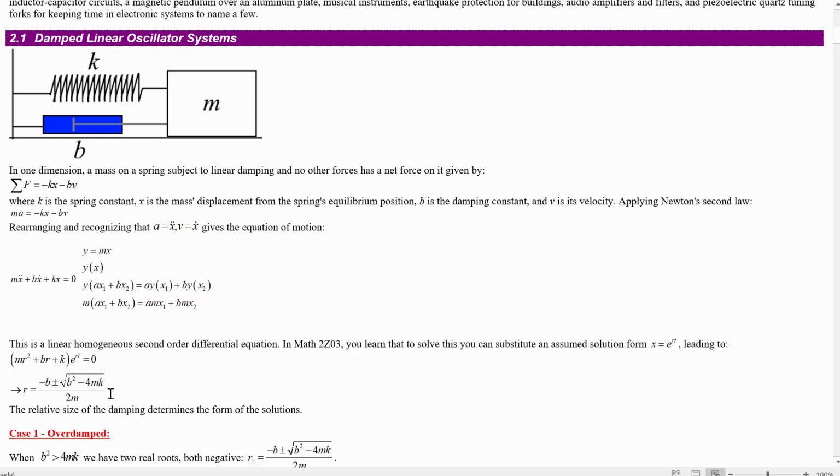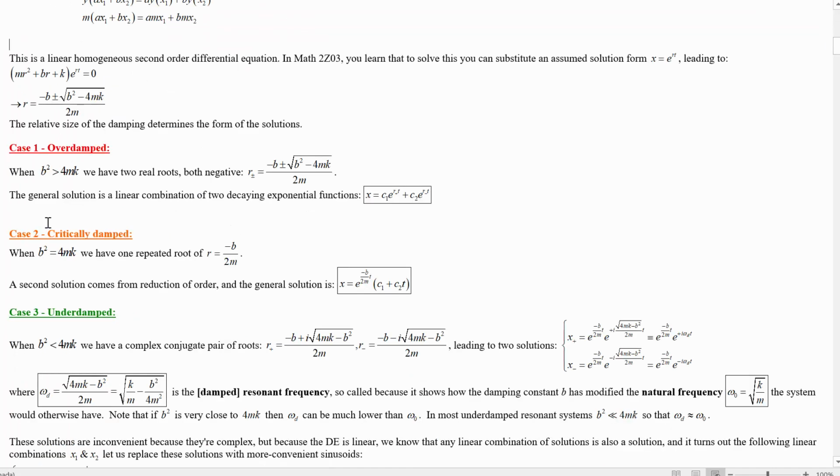So what does this mean for the solutions? Well, it depends on how big b is, physically how big the damping is compared to other things. If the damping is so big that b squared is greater than 4mk, then we end up with two real roots for this, and that means two values of r, which both end up being negative. Because m and k are both positive in this case, m being the mass and k the spring constant, b squared minus 4mk is less than b squared. So the root of this is less than b, so even when you take the positive root, it doesn't make something that's positive again. B is negative as well.